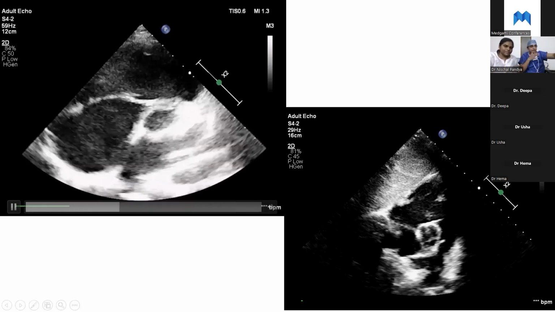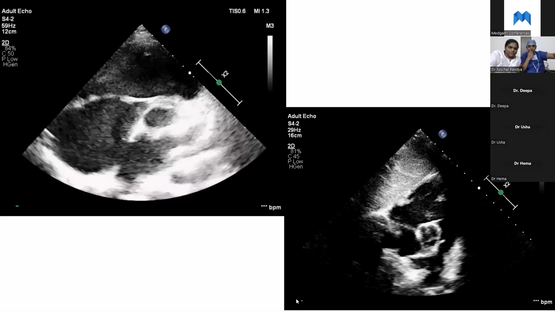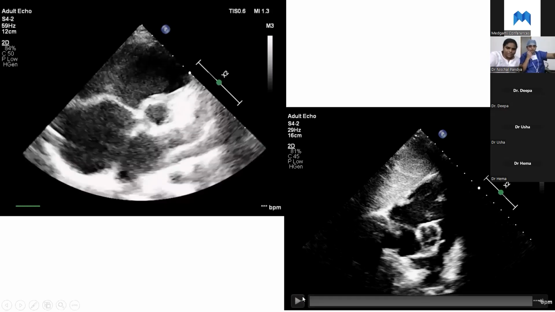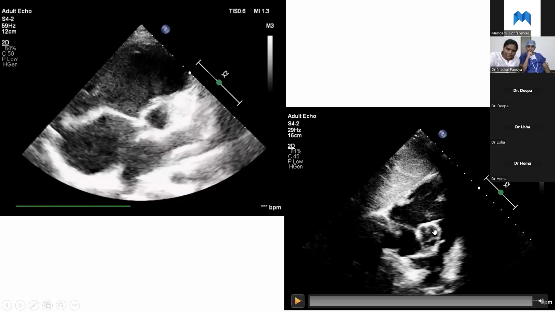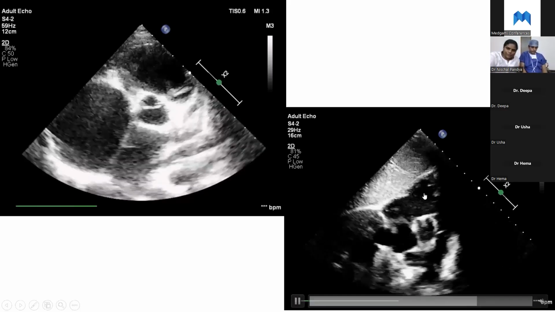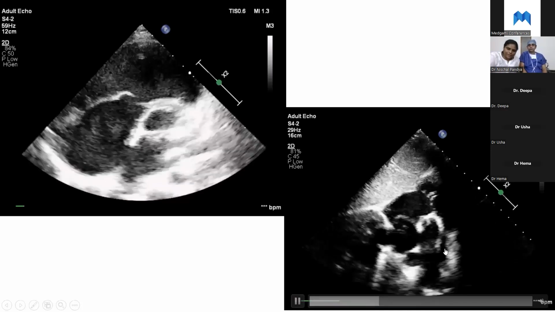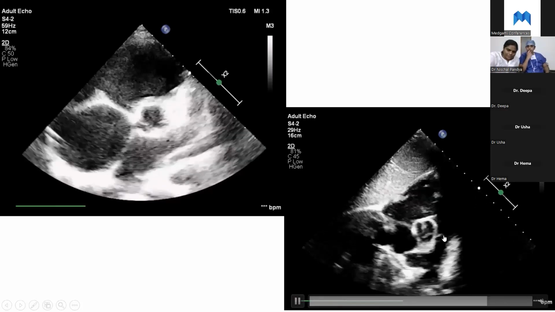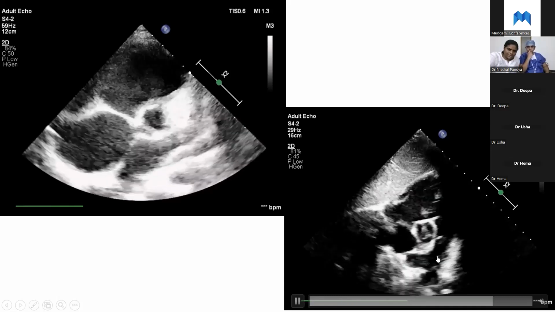This is the short axis of the heart. And this is a similar subcostal short axis view where we are able to see the aorta and the aortic valve in the center, and the right atrium opening into the right ventricle through the tricuspid valve, and then the RVOT, followed by which there is the pulmonary valve, and the pulmonary artery origin is seen here.